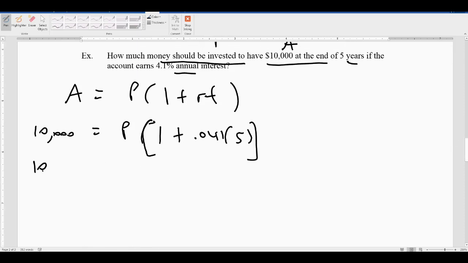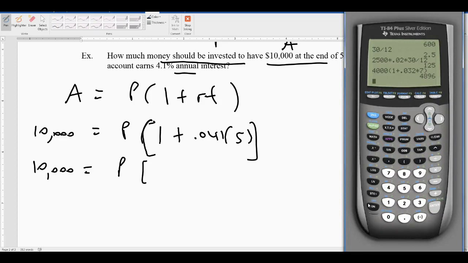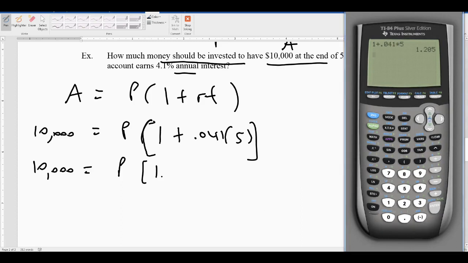So to solve this, we're just going to take out our calculator. Doesn't matter which one you use. I'm going to do this one step by step, even though I could. Let's type it in first, all at once, just so you can see that you can do that. And you get 1.205. If you start with the scientific, you have to do 0.041 times 5, and then add 1. So either way, you'd be fine.